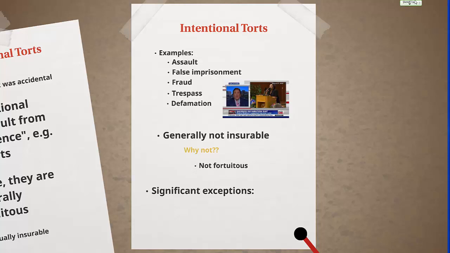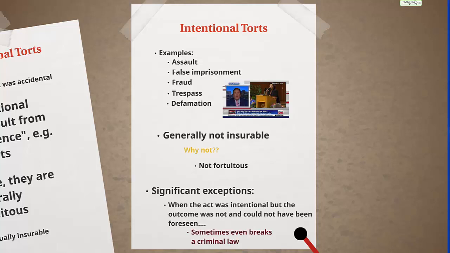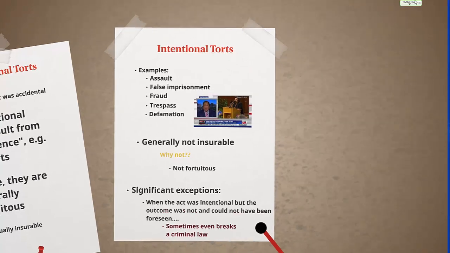But there are significant exceptions. These are when the act was intentional, but the outcome was not and could not have been foreseen. So, for example, if you intentionally run a red light, but you didn't know that another car was coming through, you certainly didn't intend for the result. And in fact, sometimes a person even breaks a criminal law, such as drunk driving. Even though a person might even be convicted of manslaughter, the civil liability, the civil damages from that loss are actually unintentional and therefore insurable.